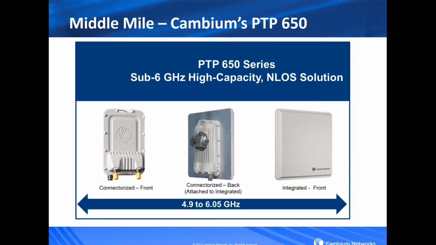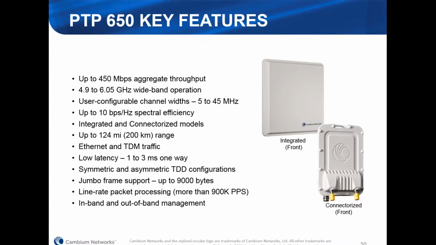Our unlicensed radio, the PTP-650, is used a lot by telcos for DSLAM backhaul, in a place where you want to extend your DSLAM out to be able to reach these speeds closer to your customers. The 650 is a great product for that. It's a near and non-line of sight type radio, so you can put it on a 60-foot power pole and do point to point to reach your remote customers.